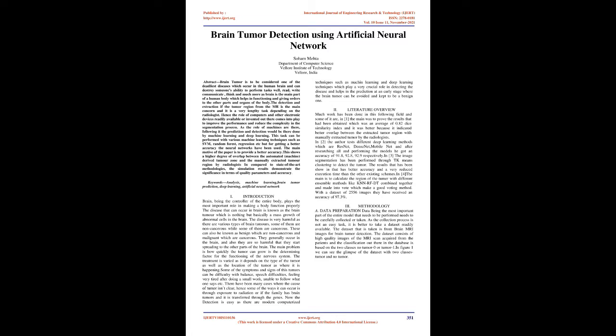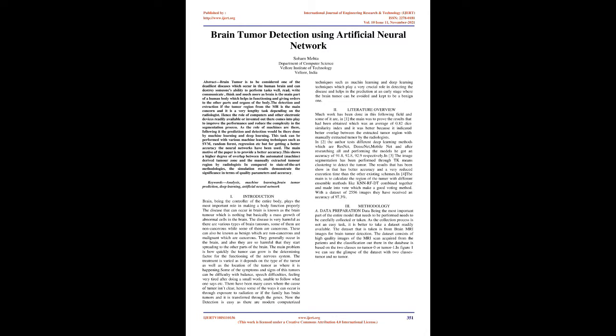The detection and extraction of the tumor region from the MR is the main concern, and it is a very lengthy task depending on the radiologist. Hence the role of computers and other electronic devices readily available or invented comes into play to improve the performance and reduce the complexity in the segmentation process.